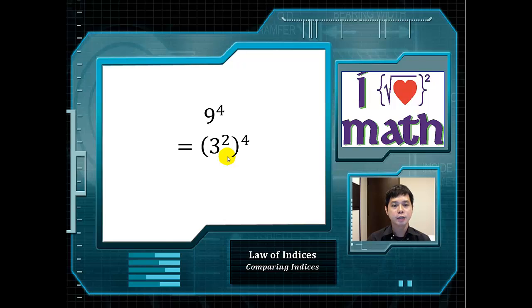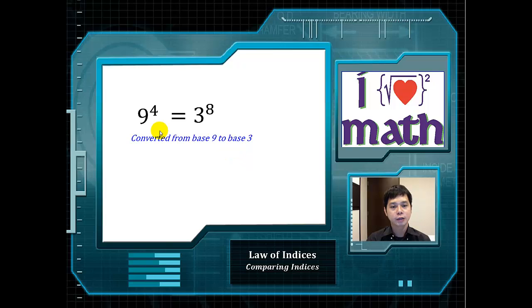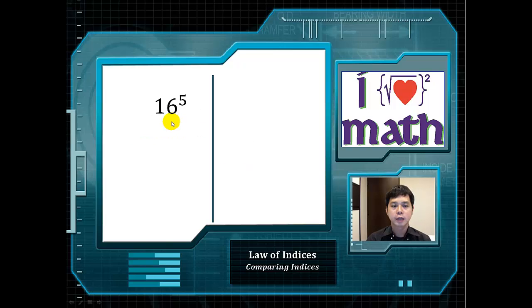And hence, 9 to the power of 4 is equal to 3 squared to the power of 4, which is equal to 3 to the power of 8. We have rewritten 9 to the power of 4 as 3 to the power of 8, and hence we have converted base 9 to base 3. Do take note that 3 is actually a factor of 9. Can you think of a base that we can convert 16 to the power of 5?